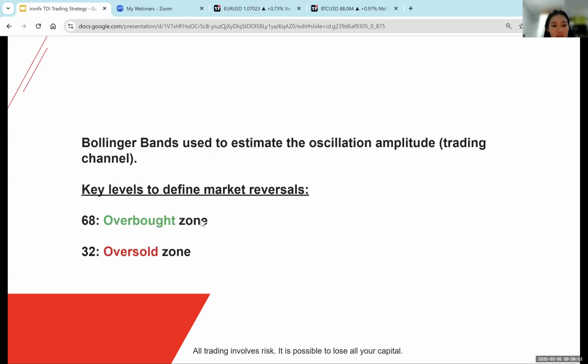Okay, so next, moving on, the Bollinger Bands are used to estimate the oscillation amplitude, which is basically your trading channel. So the key levels to define market reversals are 68, which would be your overbought zone, and 32, which is your oversold zone.